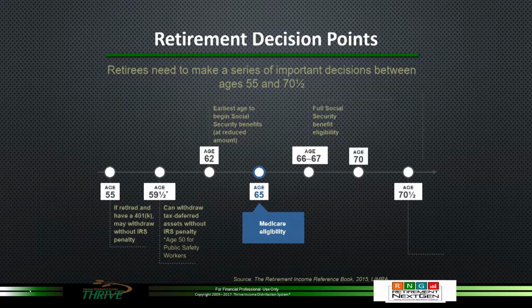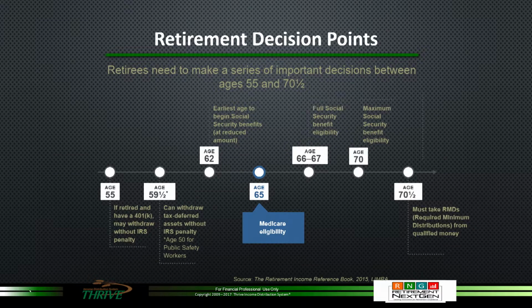So again, there's a maximum age that you have to hit, somewhere between 66 and 67, in order to get your full Social Security benefit. And you can delay for a higher benefit, but not past age 70. And so that's another important age to remember.